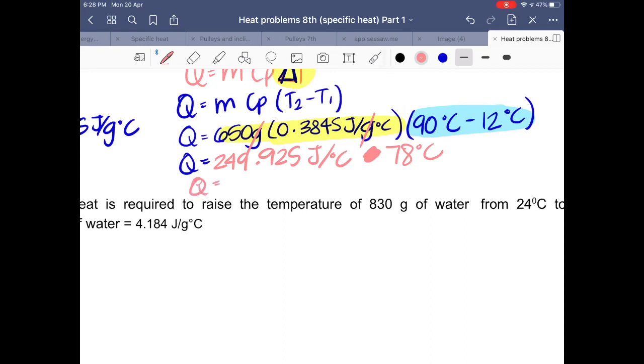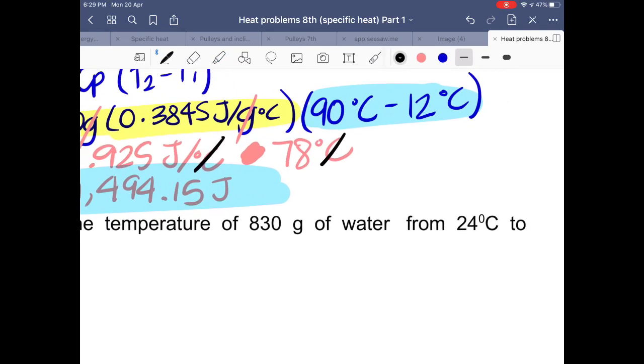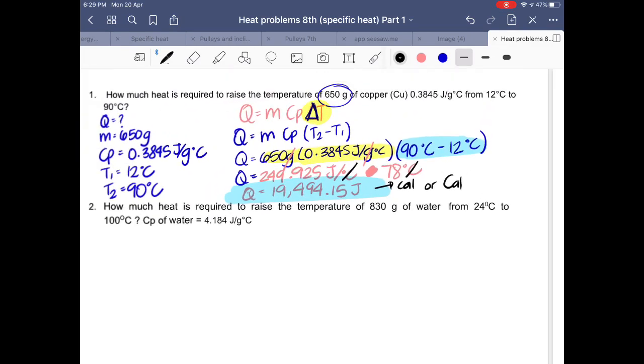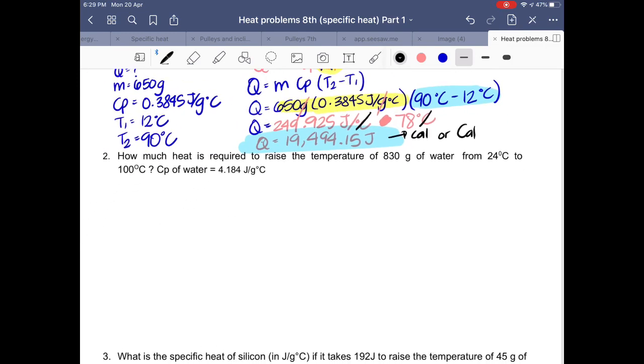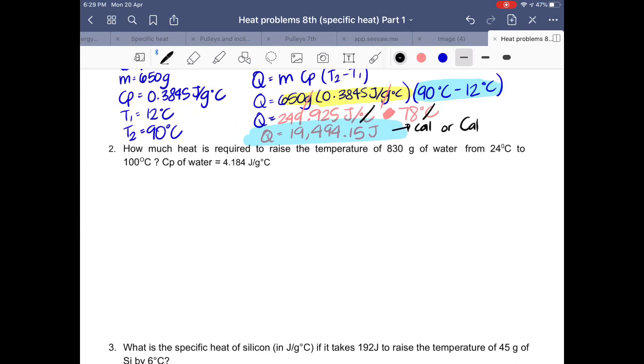So heat will be equal to 19,494.15 joules, because you will cancel degrees Celsius with degrees Celsius. And this, guys, is your answer. Now you also, with your box procedure, can change it to calories or kilocalories. We're not doing it right now, but it's important for you to know. I will try problem number 2 now with you.